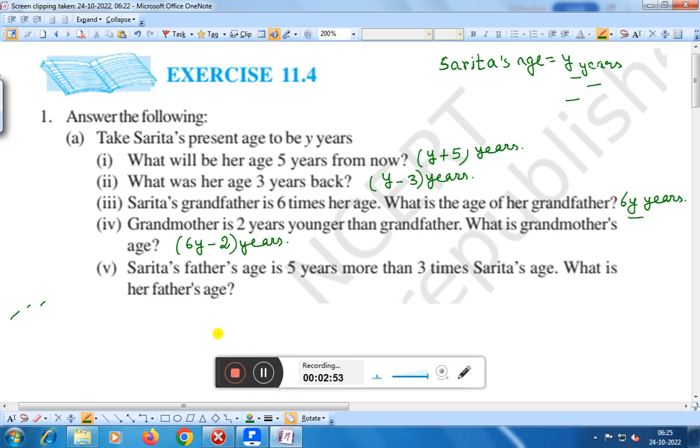Now question number 5. Sarita's father's age is 5 years more than 3 times Sarita's age. Sarita's age is y years. 3 times Sarita's age means 3y, and 5 years more, so 3y plus 5 years. This is the solution of question number 1.